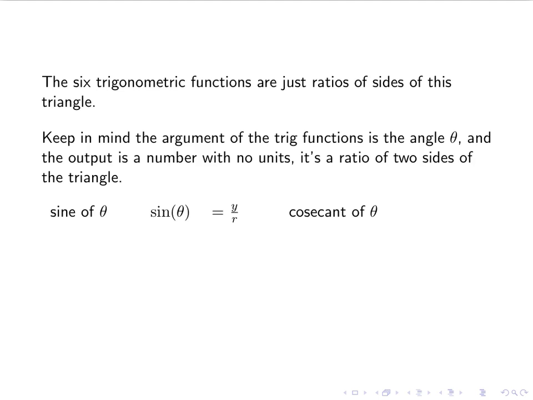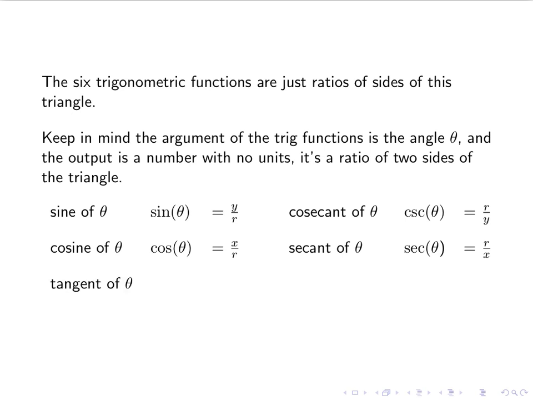Another one is cosecant of theta. In math mode, it's abbreviated CSC, so remember it's cosecant of theta, and that's the reciprocal of sine. It's r over y. The next one is cosine of theta. In math, it's abbreviated COS, but remember it's cosine, not cos. Cosine of theta is defined to be x over r, so the horizontal leg divided by the hypotenuse. The next one is secant of theta, abbreviated SEC, the reciprocal of cosine. It's r over x.